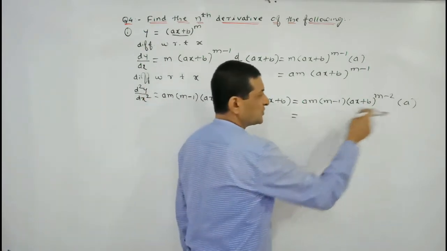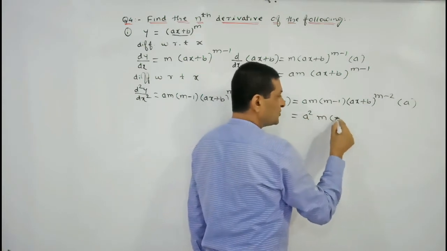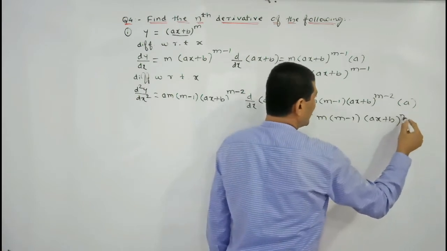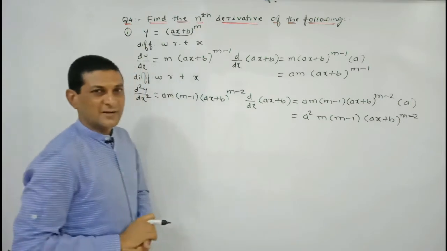Here keep this term as it is: a into (m minus 1), keep it as it is, into (ax plus b) raised to power m minus 2 also as it is, and the derivative of ax plus b will be equal to a. So see what we'll get: a into a will be equal to a square, into (m minus 1), into (ax plus b) raised to power m minus 2. So in this way we have got the value of the second order derivative also.